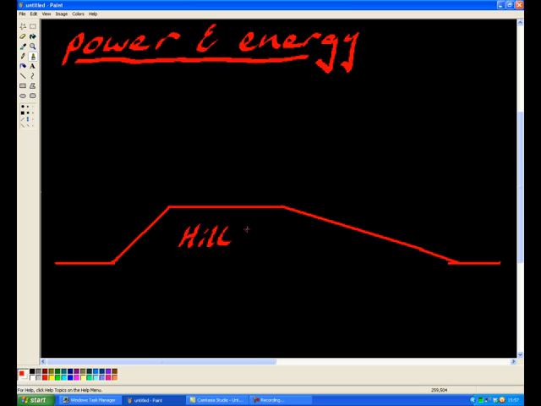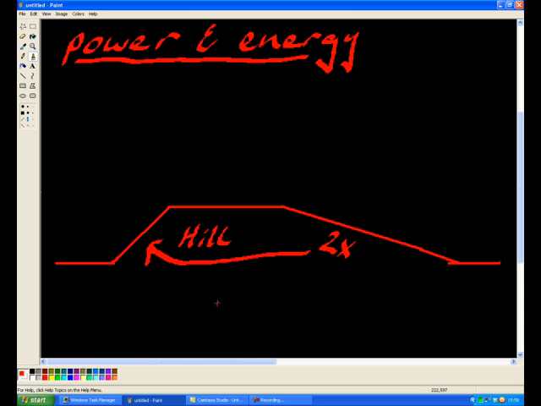Now, obviously, this hill is a certain height, but let's have a look at how long the slopes are up the side of the hill, right? And let's say this slope here is twice as long as this slope here. Does that make sense? So this slope here is twice as long as this slope here. So for example, this slope here might be 200 meters long, and this slope here might be 100 meters long.